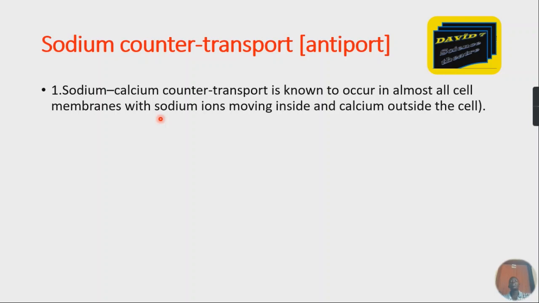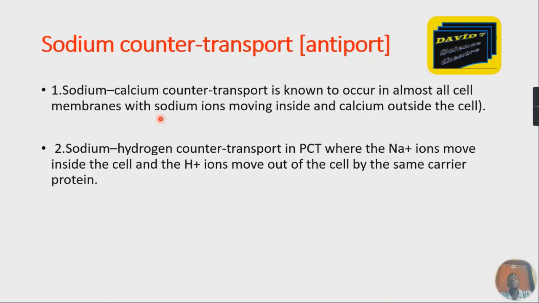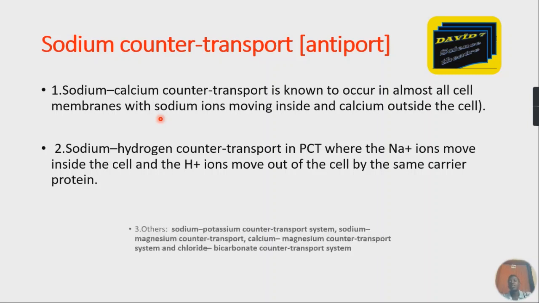And in this, for example, you can talk about sodium calcium counter transport, which is known to occur in almost all cell membranes, with sodium ions moving inside and calcium being pumped out. Okay, this is a sodium calcium counter transport. We have a sodium hydrogen counter transport in the proximal convoluted tubules, where the sodium ions will be moving into the cell and protons will be pumped out of the cell by the same antiport carrier.